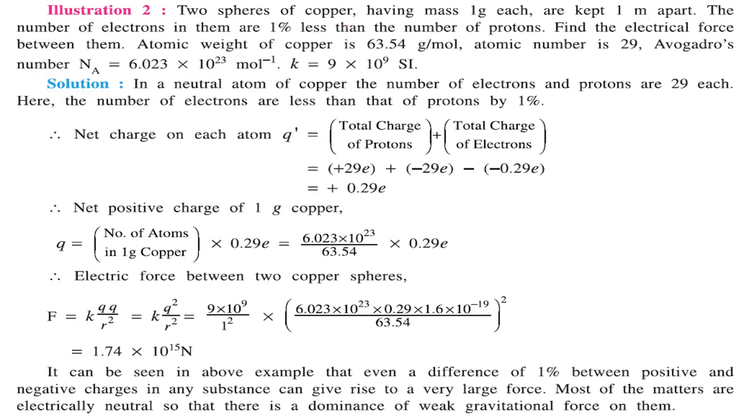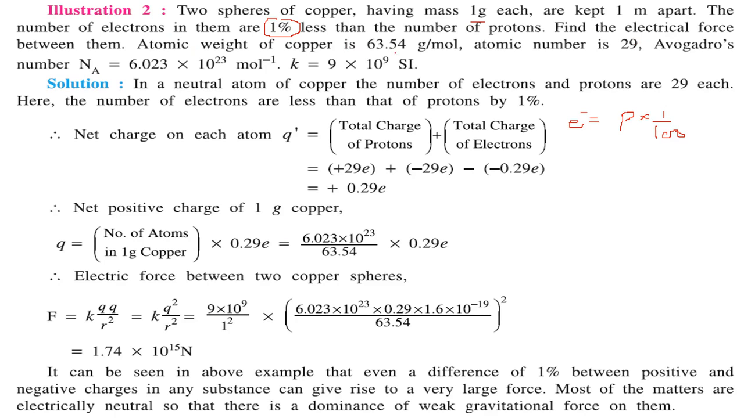Two spheres of copper having mass 1 gram each are kept 1 meter apart. The number of electrons in them is 1% less than the number of protons. So if proton is p, then electron will be 1% less. So you have to take 1% and just subtract it from the original. I'll show you how. Find the electrical forces between them.